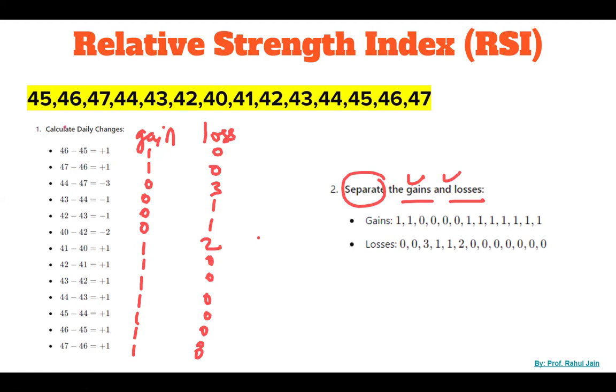Let me revise it. First, we have calculated daily changes: 46 minus 45, 47 minus 46, 44 minus 47, 43 minus 44, 42 minus 43, likewise. And then we have calculated gains and losses. We have separated them, right?